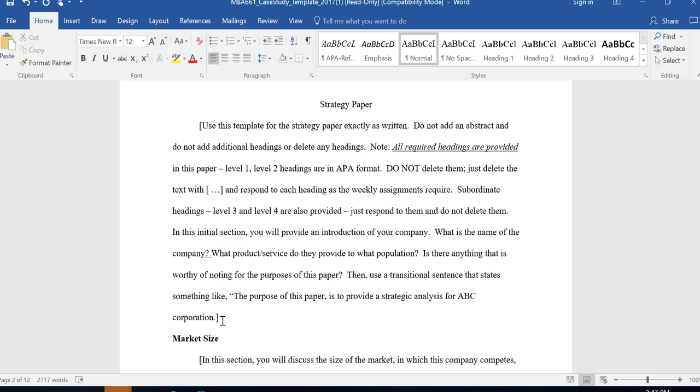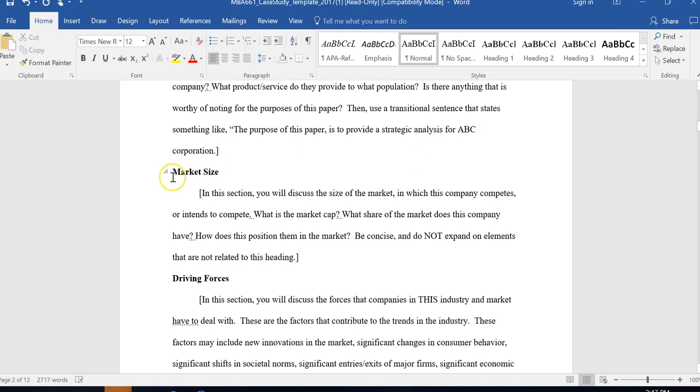This should be 3 to 5 sentences. We don't want to go into the history of this company. We just want to know the name of the company, what they do, where they do it, and then say that the purpose of this paper is to do a strategic analysis for that corporation. Then we're going to go to the second part.